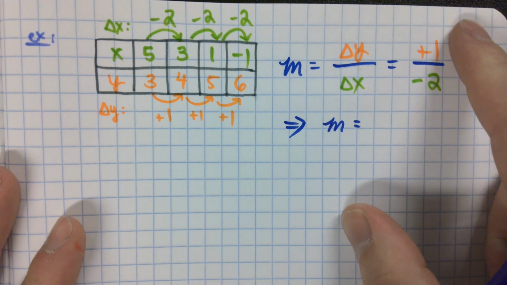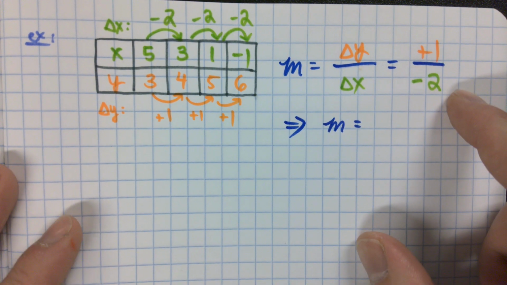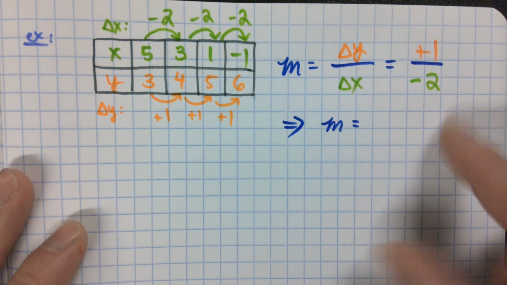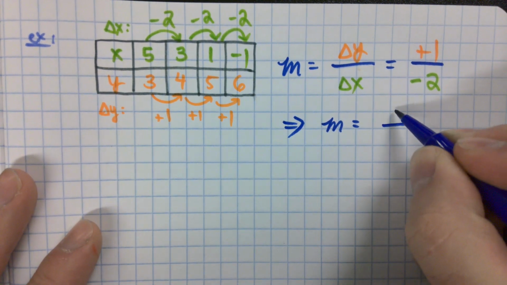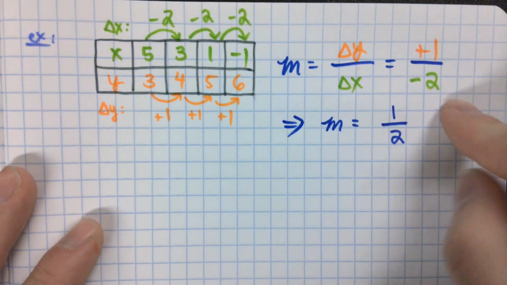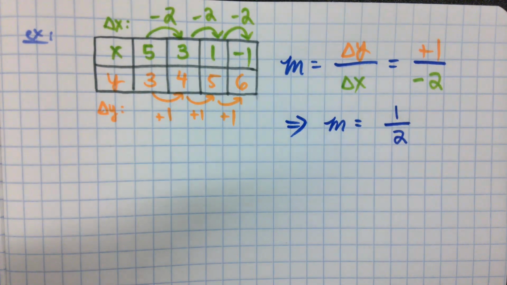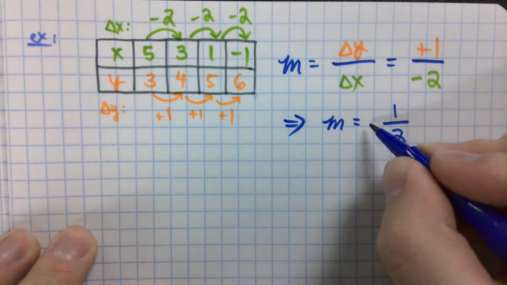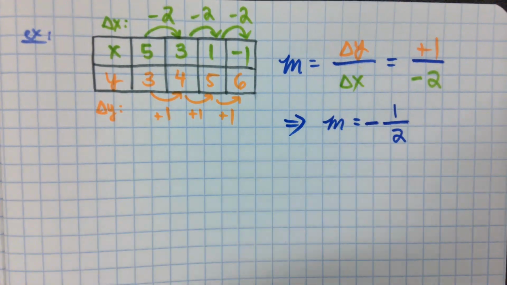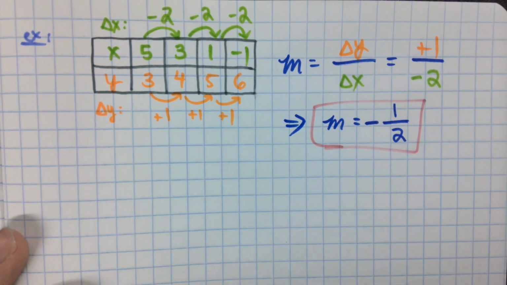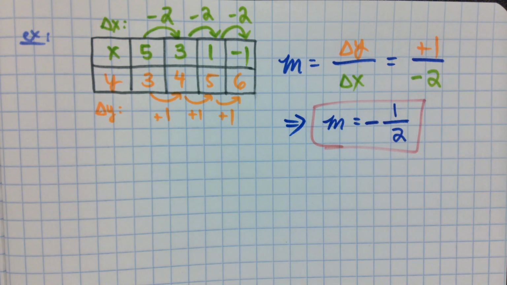So if we have positive 1 over negative 2, can we cancel anything out from the top and bottom with 1 and 2? Definitely not. But is our entire fraction going to be positive or negative? If we have a positive divided by a negative, our fraction is negative. So our slope here would be equal to negative 1 over 2.